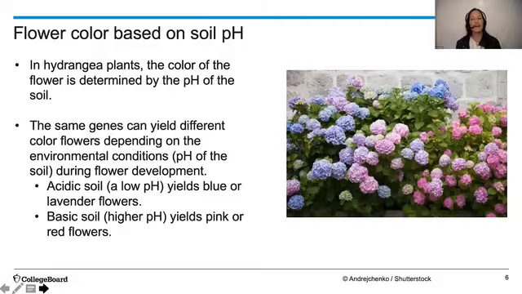So I don't know if any of you have experience with hydrangea plants. There's a picture of them there in case you haven't seen hydrangeas. But what's really cool about them is that the color of the flower is actually determined by the pH of the soil. So what that means is that the same genes are yielding a different color flower simply depending on environmental conditions, in this case, pH of the soil, during flower development. In this particular case, an acidic soil, which is a low pH, is going to give us blue or lavender flowers, and a basic soil, which is a high pH, is going to give us pink or red flowers.